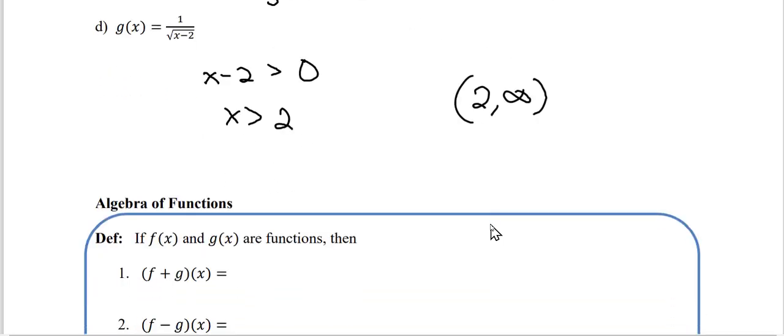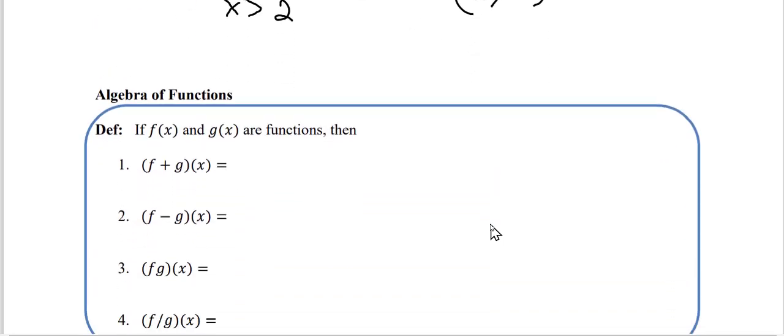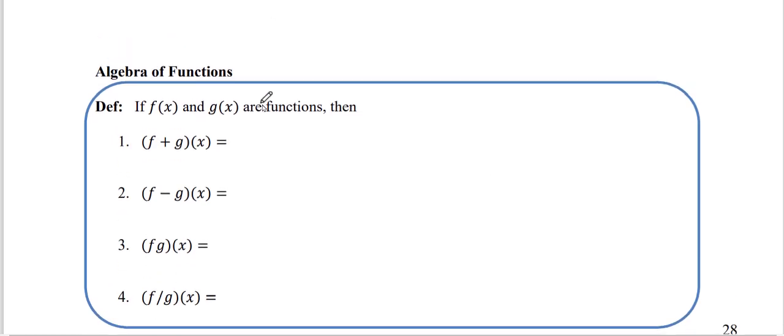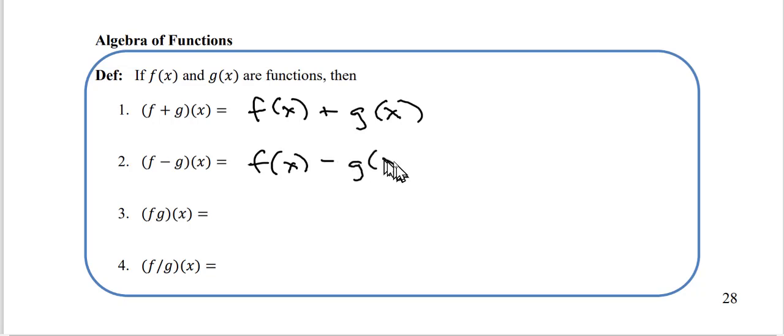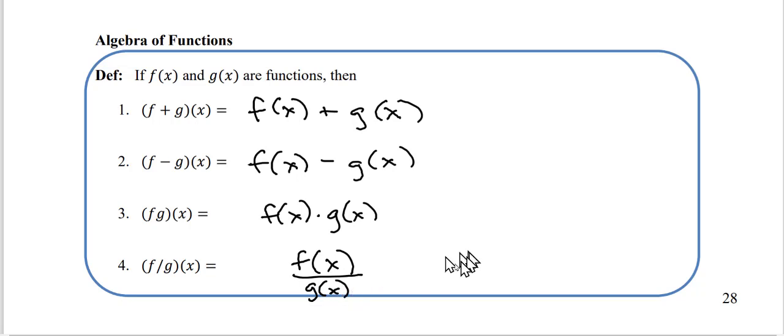So there's a couple of examples of domain. Let's talk a little bit about adding functions, subtracting functions. I don't think any of these definitions will surprise you. f plus g of x is f of x plus g of x. Same thing on these, the subtraction, f of x minus g of x, multiplication is f of x times g of x. This is f of x divided by g of x. Just make sure that g of x is not 0 there.